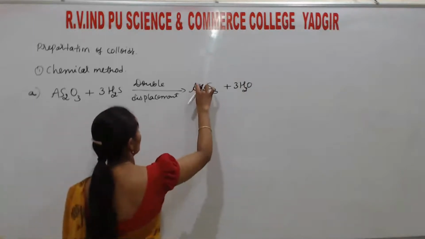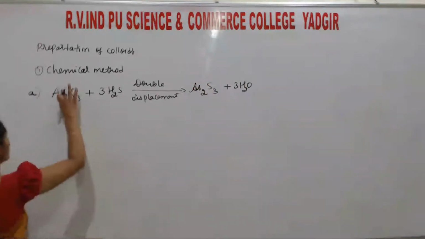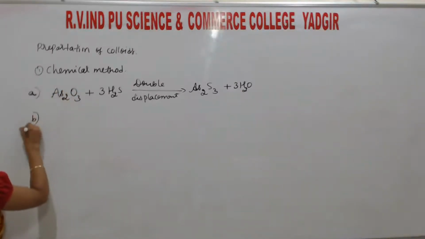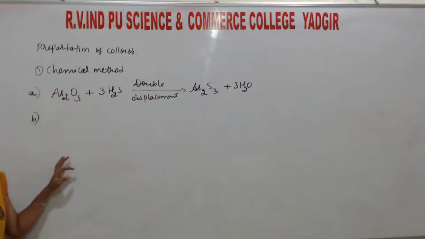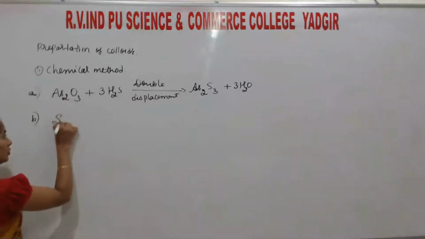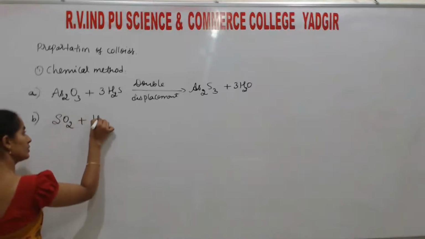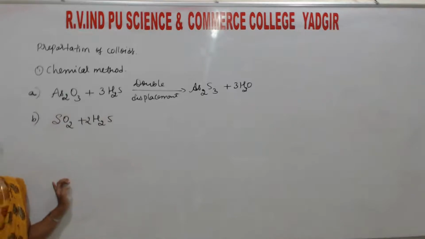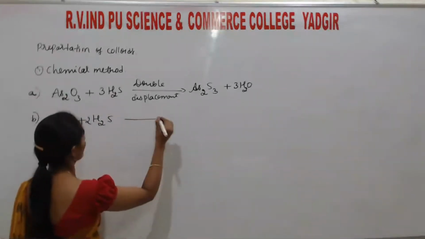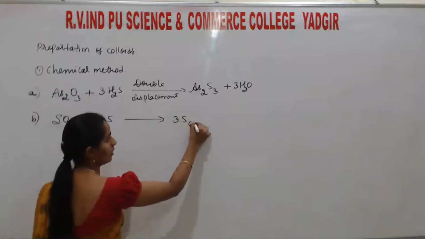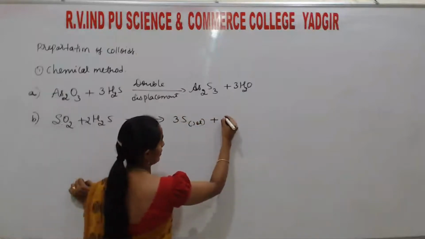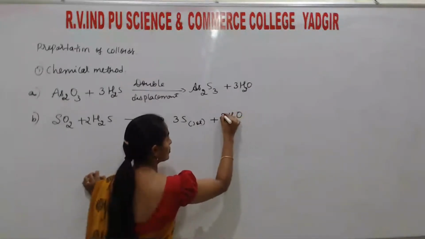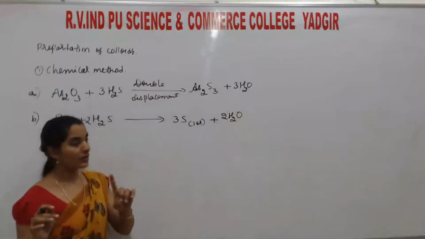This is As2S3 plus 3H2O. Next one, this SO2 reacts with this H2S, that is 2 times. Okay, so it forms 3S, that is salt, plus 2H2O. Listen students, in the last class I gave an example to you.